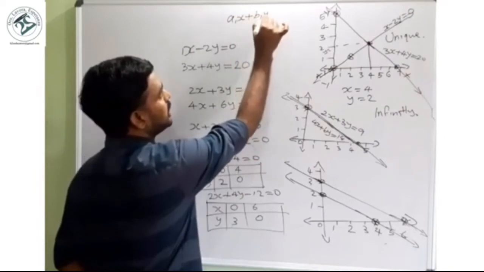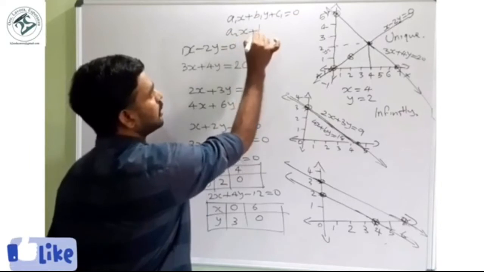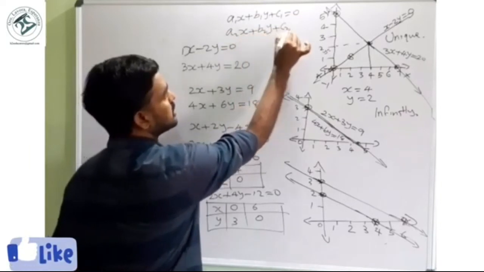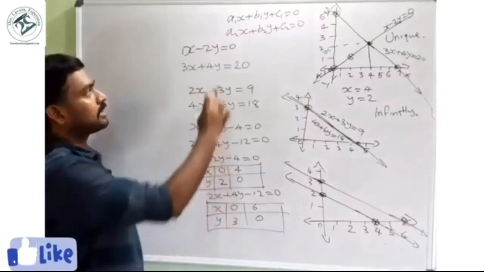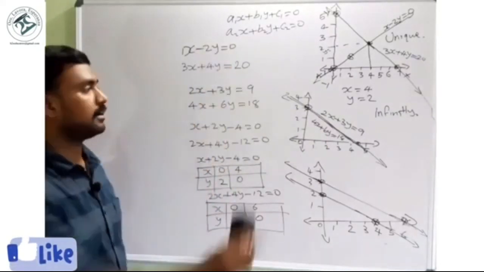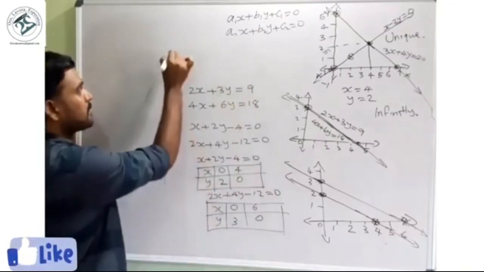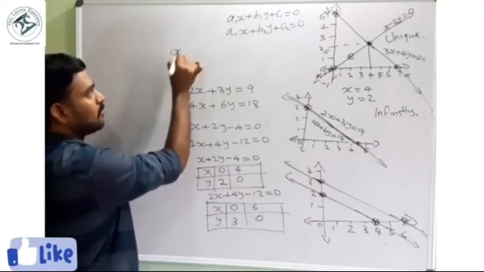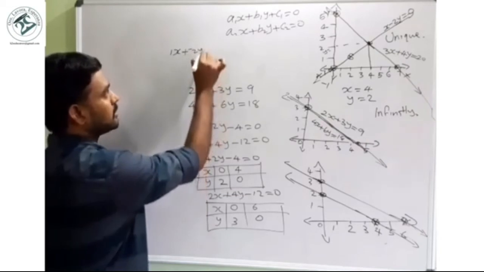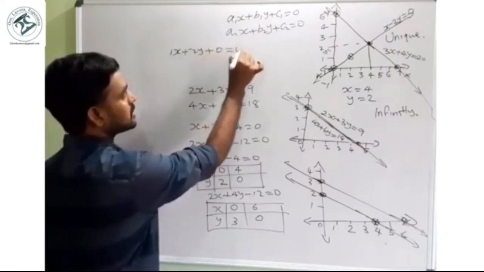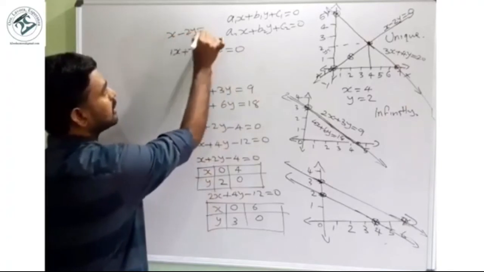a1x plus b1y plus c1 is equal to 0. a2x plus b2y plus c2 is equal to 0. This is the standard form. Now we can analyze what are a1, a2, b1, b2, such as the coefficients. The first equation I am going to rewrite in standard form. x, how many x here? 1. So 1x plus minus 2y plus 0 is equal to 0. This is the standard form of the first equation.